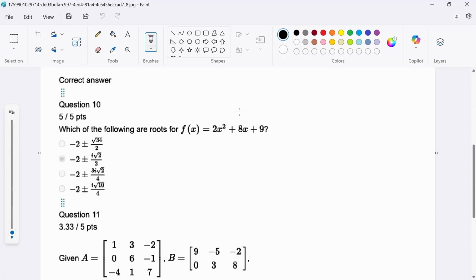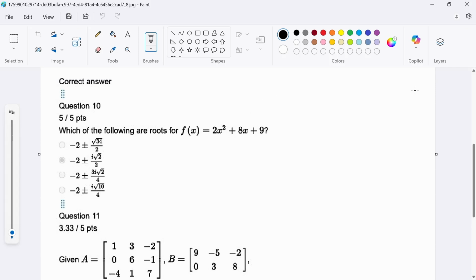Here's question 10. Which of the following are the roots of 2x squared plus 8x plus 9? And to get the roots, I set it equal to 0. And remember, the roots are where a parabola crosses the x-axis. Sometimes it doesn't cross the x-axis. There are no real roots. They're imaginary. See these little i's in here? Those are imaginary. So this is no calculator. You can't graph this thing.